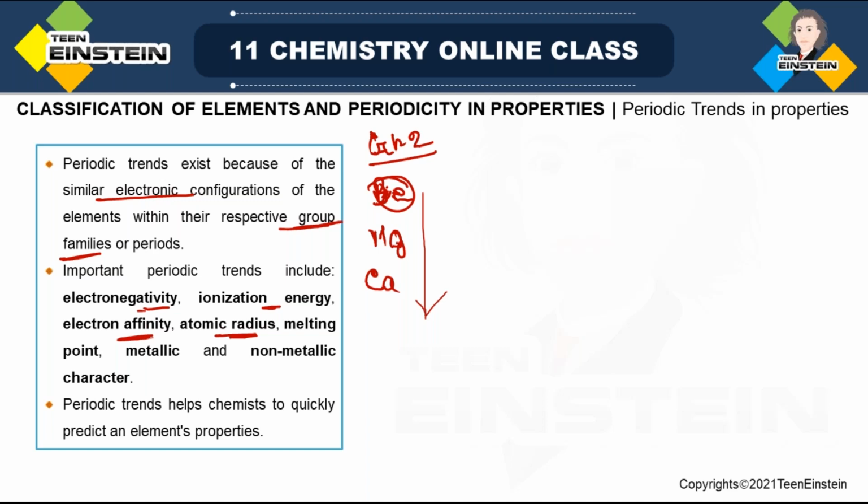So in this way, it will help us to quickly predict. Similarly, if you are moving in a particular period, suppose beryllium, it is from the second period, and now you are moving in the second period from left-hand side to right-hand side. In this case, atomic size actually decreases. So if you know this trend, you will be able to predict for the next element along the period from left to right what the atomic size should be. You can have some idea. So in this way, periodic trend helps us to predict the element's properties. Okay.